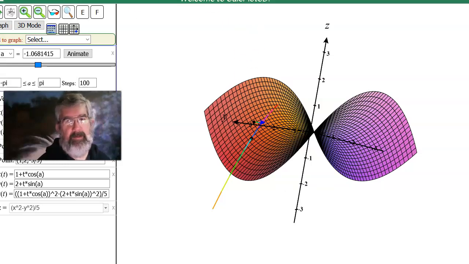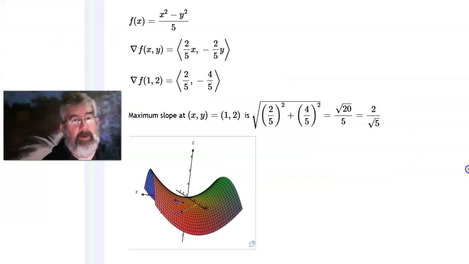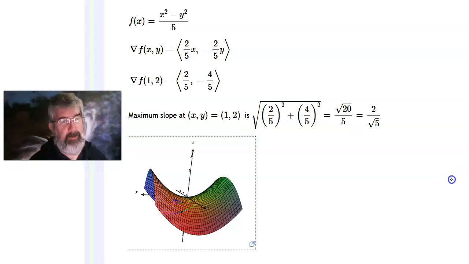That's the direction of steepest increase, and the slope in that direction, I think we calculated, was 2 over the square root of 5. So there's a brief introduction to the gradient. In the next video, we will do some more work with the gradient and show how the gradient is connected to level curves.